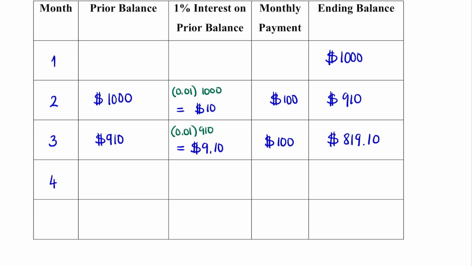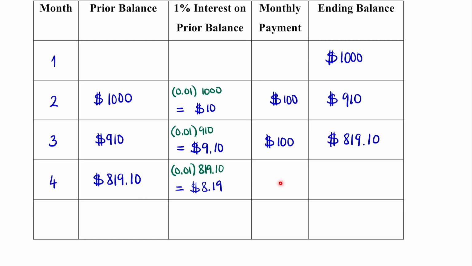Moving on to the fourth month, in the beginning, I'll owe them $819.10. My interest will be 1% of $819.10. So 0.01 times 819.10, and that is $8.19. Remember, we round to 2 decimal places because we're working with dollars.